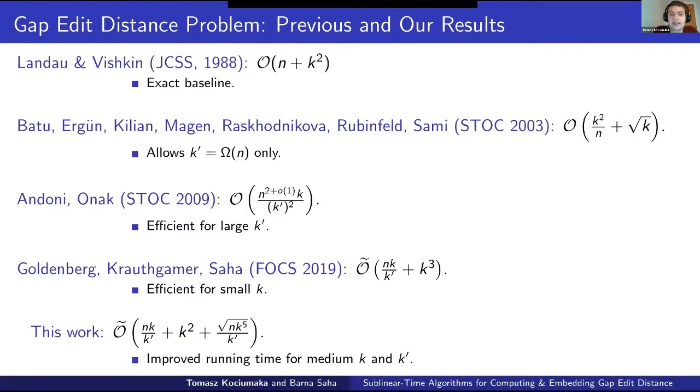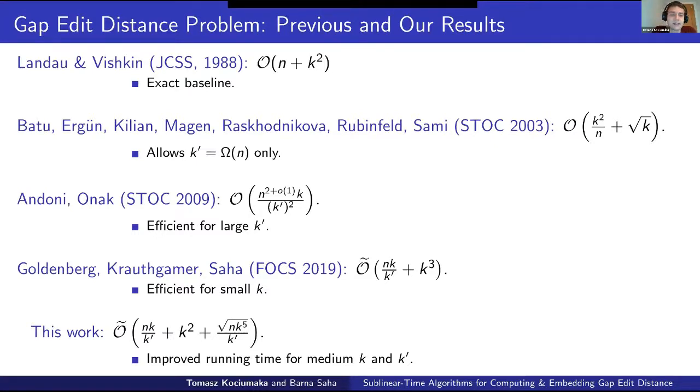And here you can see running times of the previous and our results for the gap edit distance problem. Note that these running times are stated as functions of n and the two parameters k and k prime. The baseline solution is the exact algorithm of Landau and Vishkin. Note that it's never sublinear time, but it supports k prime even being equal to k, so that's why it's an exact algorithm. The first solution to get sublinear time for some range of parameters is by Batu and others. And this algorithm is actually very fast, but it's also very restrictive in the allowed parameters, namely k prime needs to be linear in n.